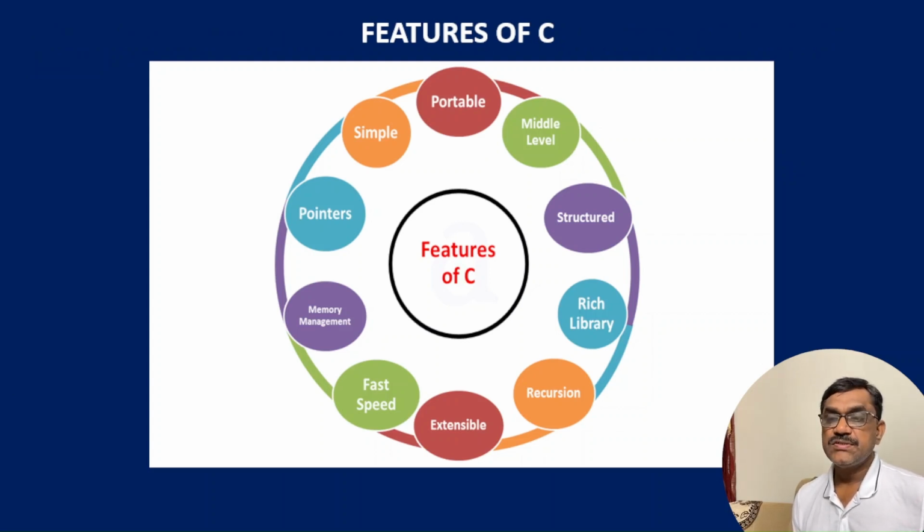What are the various features that we are going to discuss? So the first important feature of C programming is it is simple. First feature is simple. So why it is simple? Because every statement which is written in C programming is simple English. We can easily understand. So that's why it is simple. Next, we are talking about the portable.